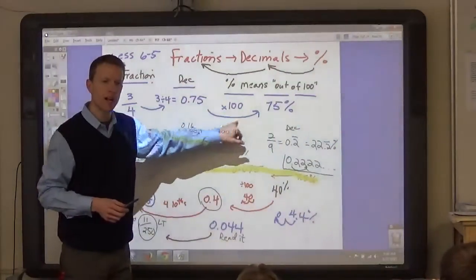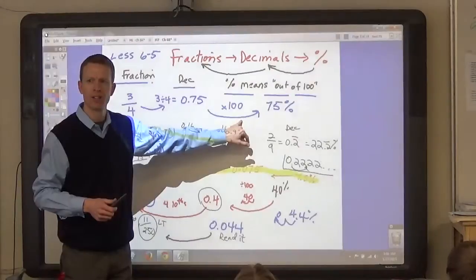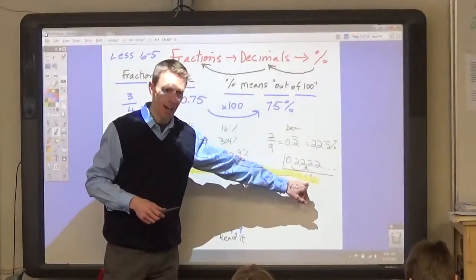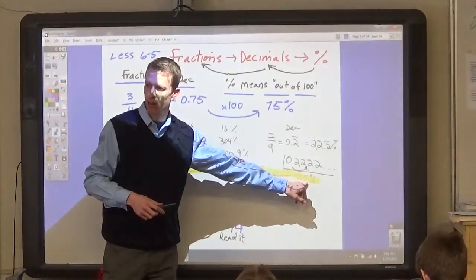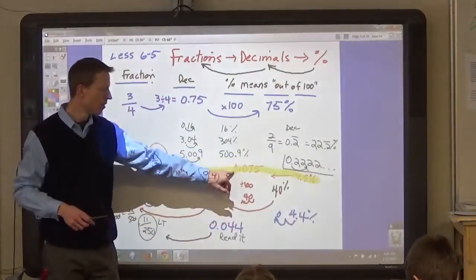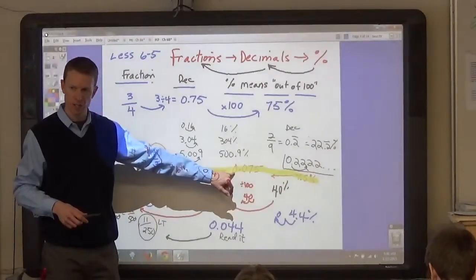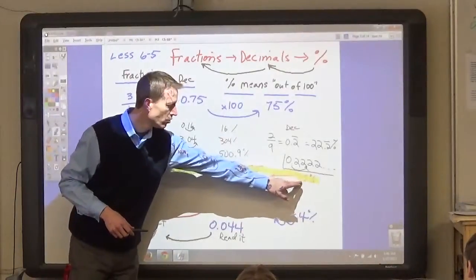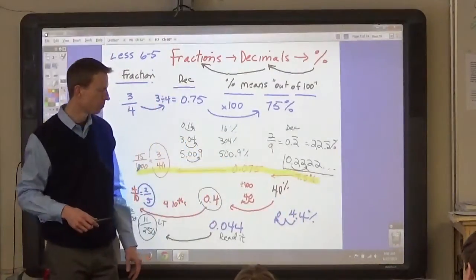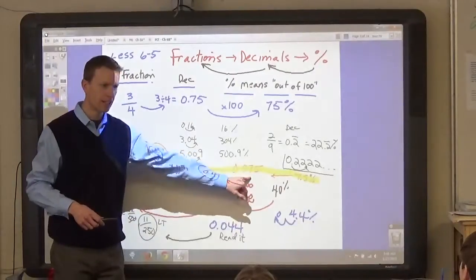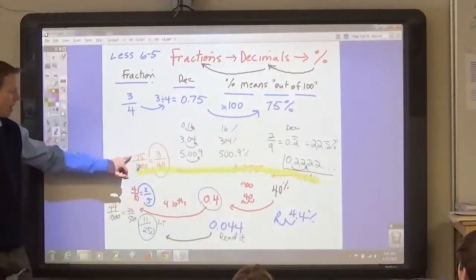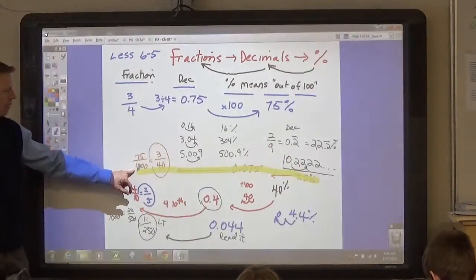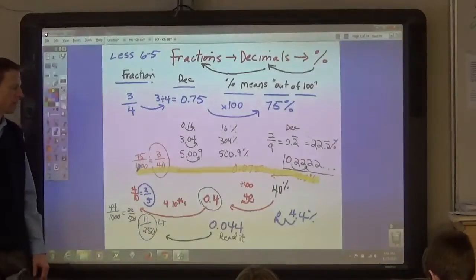What's the opposite operation of multiplying by 100? Dividing by 100. So if we take 7.5 and divide it by 100, you get 75 thousandths. 7.5 divided by 100 is moving the decimal place 2 places to the left. Then we can take 75 thousandths and write it as a fraction, 75 over 1,000, and then reduce it to 3/40ths.